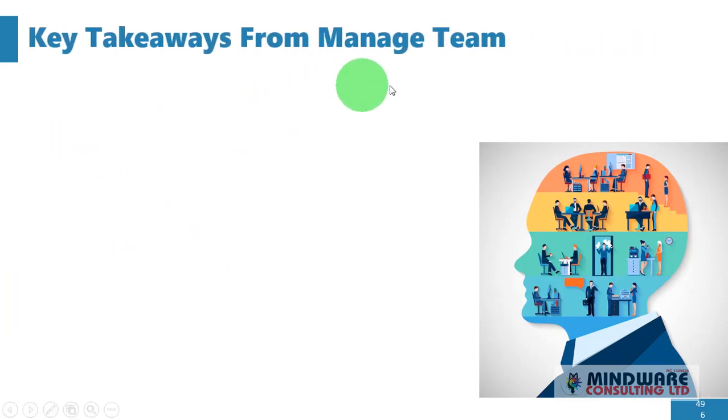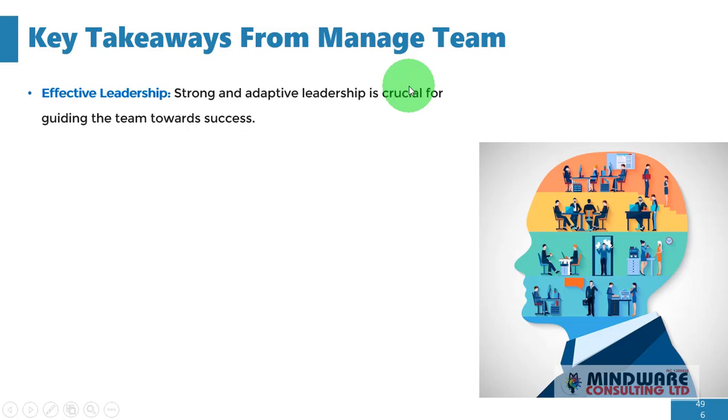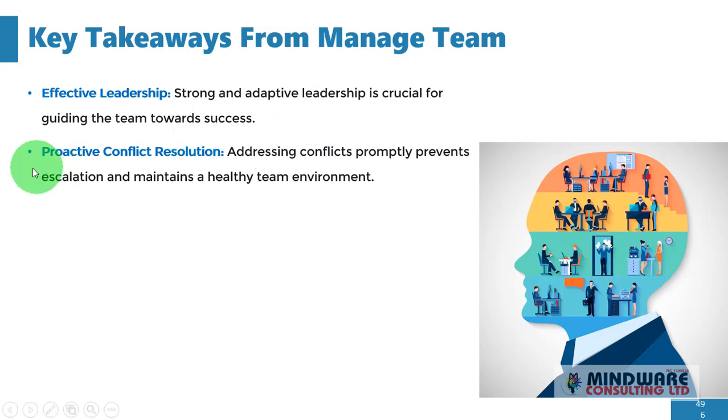So what are the key takeaways from manage team? Effective leadership, right? As mentioned before, leadership is key. The fish rots from the head. Strong and adaptive leadership is crucial for guiding the team towards success. So as a PM, you have to provide that strong and robust and solid leadership that the team requires, to draw strength from, and then chart its course throughout the life cycle of the project.